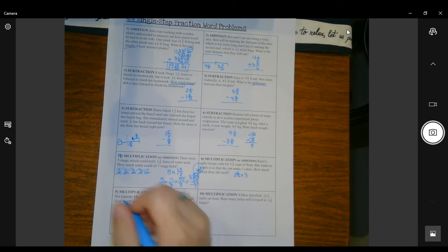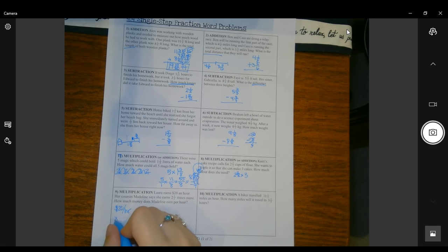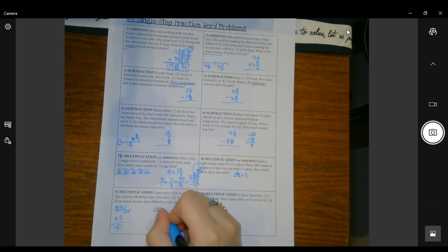Okay, she earns $20 per hour. If she earns, let's say, twice that amount, how much money does Madeline earn per hour? So Madeline claims, hey, I earn 2 times that amount. Well, what would you do? You'd multiply what Laura made times 2, and then that would tell you how much Madeline made, right? Well, instead of saying you make just 2 times more, she's saying she makes 2.5 times more.